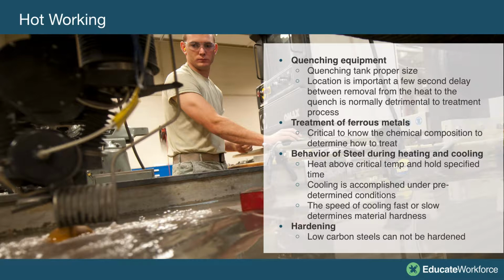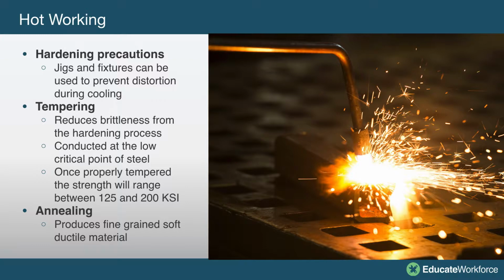The speed, the rate, how fast do we cool? This is going to affect the hardness. And then the hardening. We need to remember, no matter what we do to a low carbon steel, you're never going to get it hard. Do you have to add carbon to it to get it to the desired hardness? Precautions to follow when hardening.